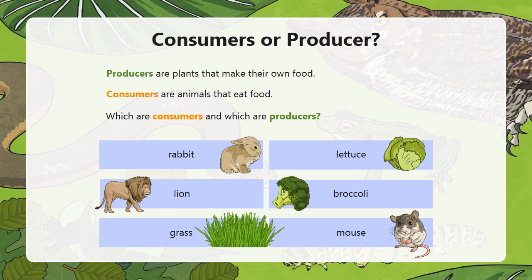Focus and think. Which are consumers and which are producers? We eat different types of food like chicken, meat and vegetables to get energy. What must animals and plants be eating? Do plants move to get their food?